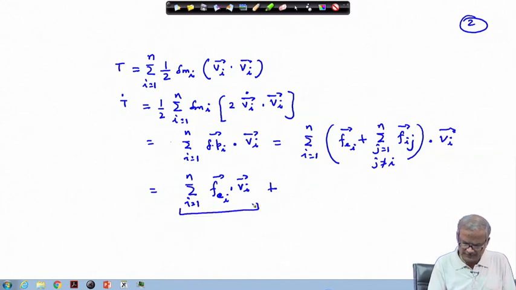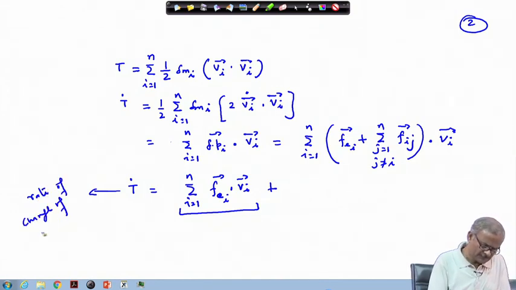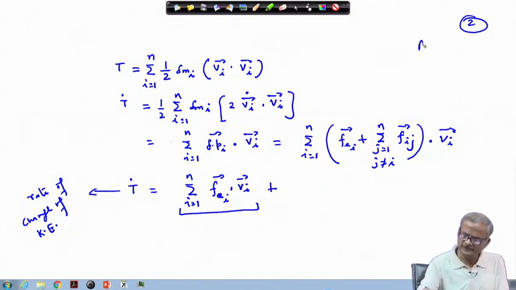This is the rate of change of kinetic energy on the left hand side. On the right hand side, this is the power term, the force into velocity, or the speed.